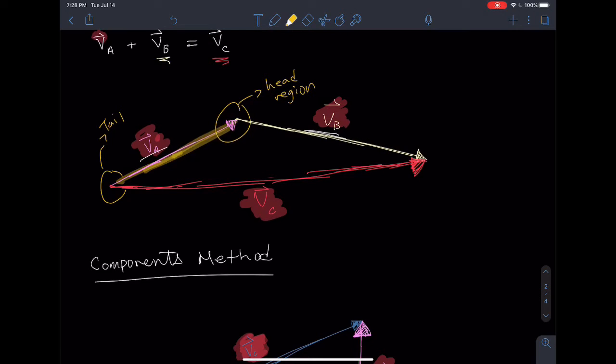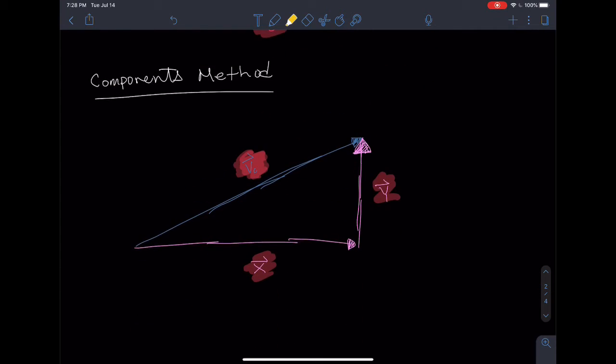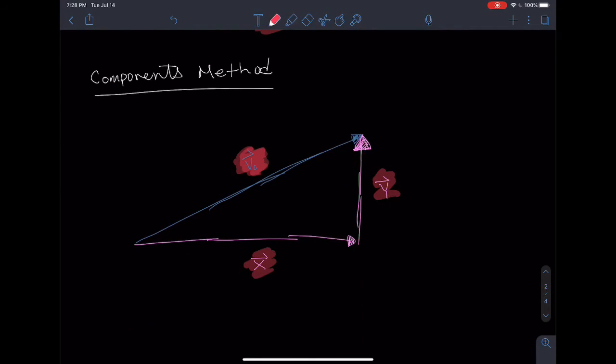So the tip to tail, it's in the name. We literally connect the tip here of one vector to the tail of the next, and then the resultant vector is going to be spanning this entire distance. Now, let's dive into an example where we use the components method.